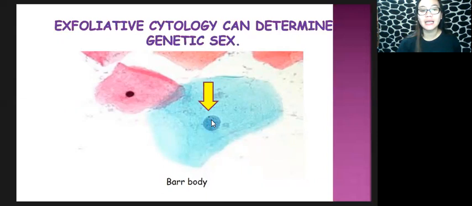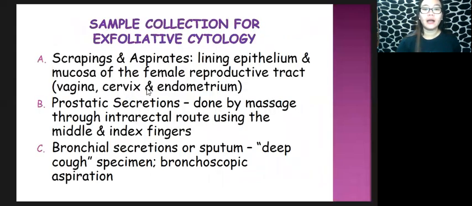Okay, so females again exhibit your Barr body because of the presence of the two X chromosomes. Okay, so what are the different samples that we can use for exfoliative cytology? So number one, we have scrapings and aspirates.